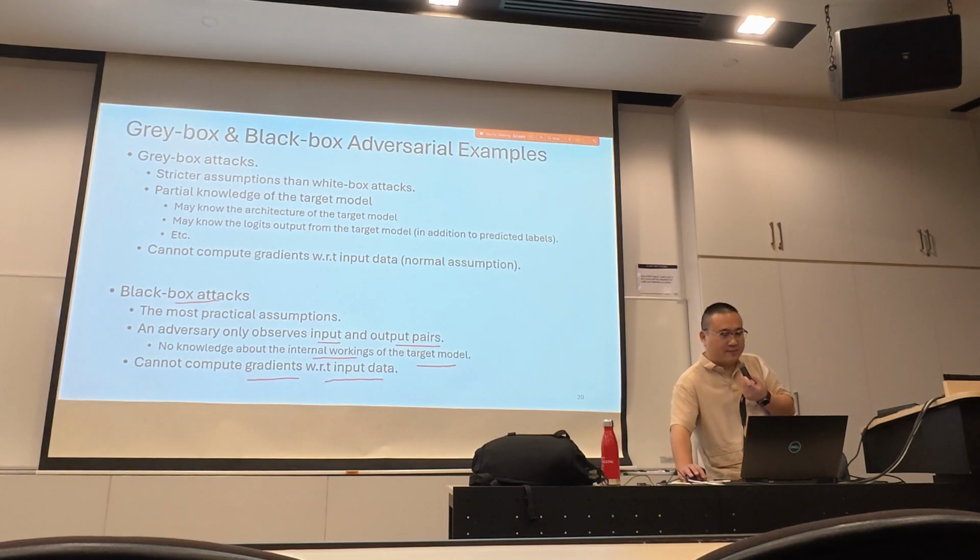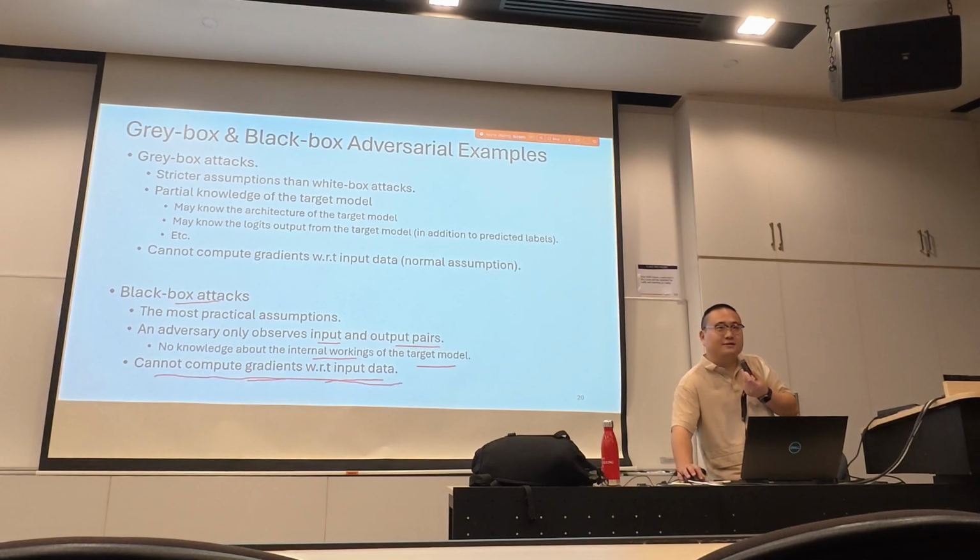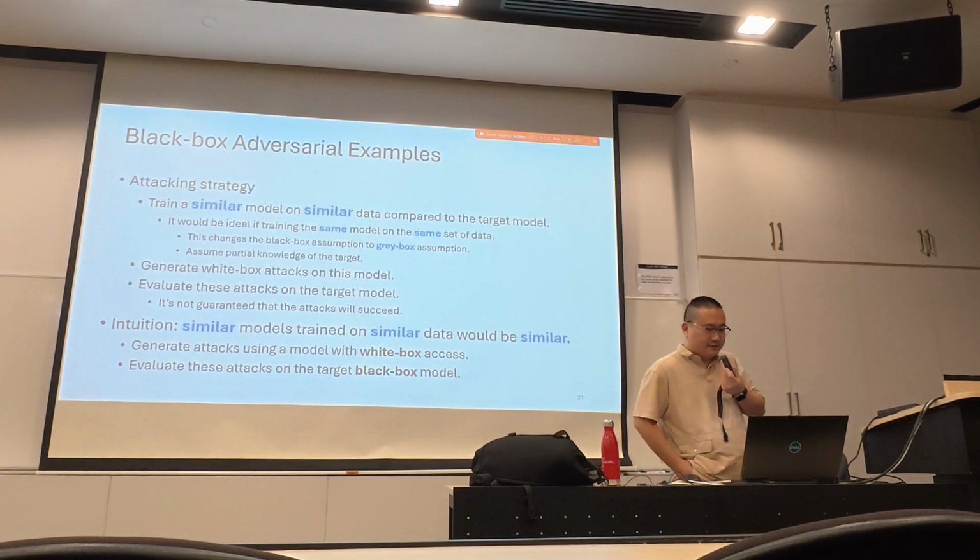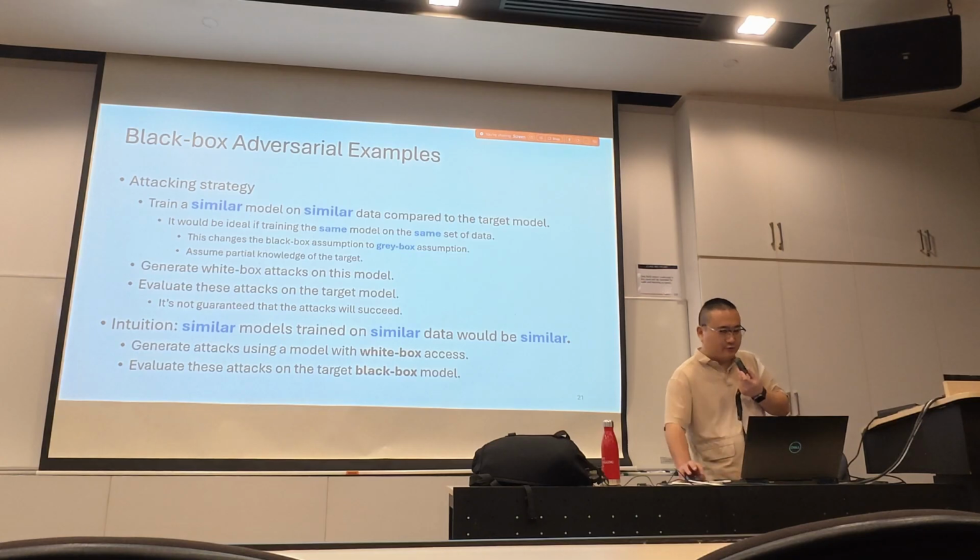So this is the gray box and black box. Here we can see that for white box attacks, we can calculate gradients with respect to the input, so we can apply FGSM, PGD, or ciphertext. But here, we cannot do it because we don't know the internal workings of the target model. Then how can we fool a model in these settings? Here is the strategy for black box attacks.